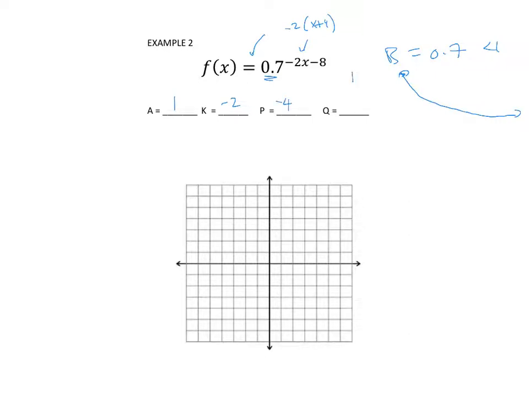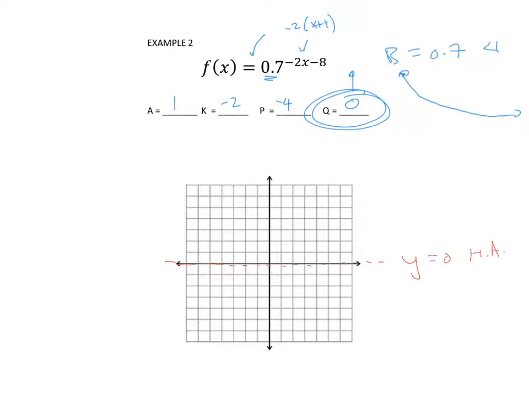And Q, but there's no number outside here. Well, that's because it's 0. There's no number, that means it's 0. That means the horizontal asymptote, I'll use red, is going to be on the x-axis. Over here is your y equals 0, your HA.